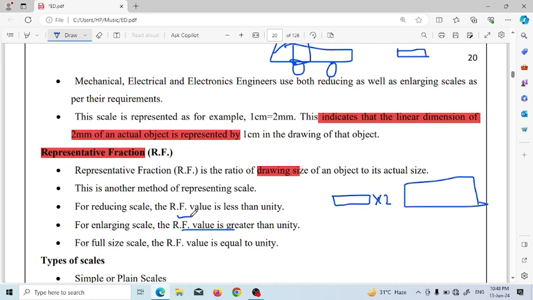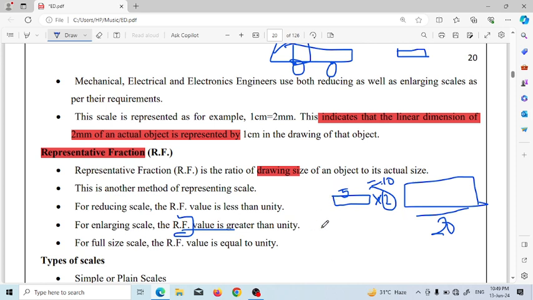Suppose this length is 5 and this length is 20, and we have to enlarge the 5 by some factor. Let us take that we have to enlarge it to 10 mm. So we have to multiply by 2. This 2 is called the representative fraction. By this we enlarge the picture of the pen. So this is called an enlarging scale, and the RF value is greater than unity. This 2 is greater than 1.